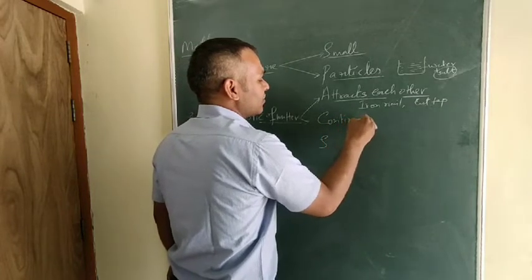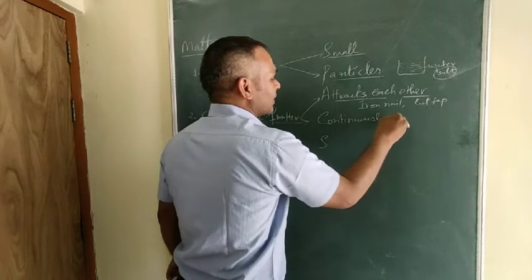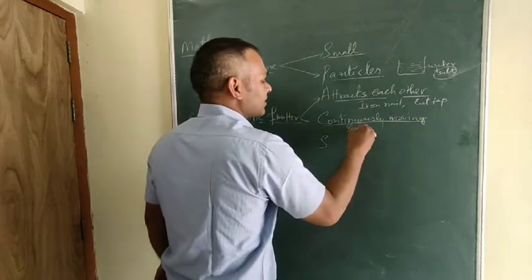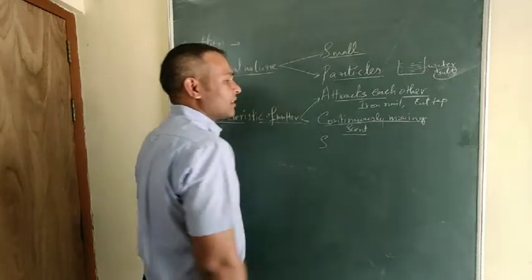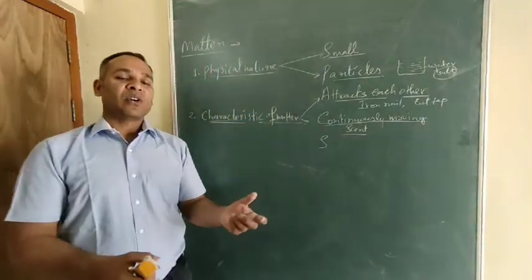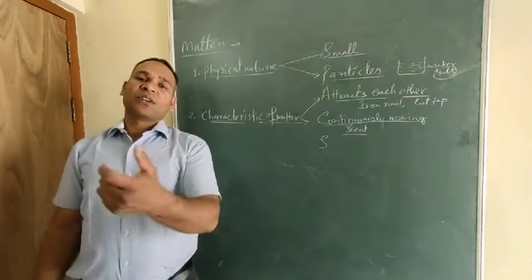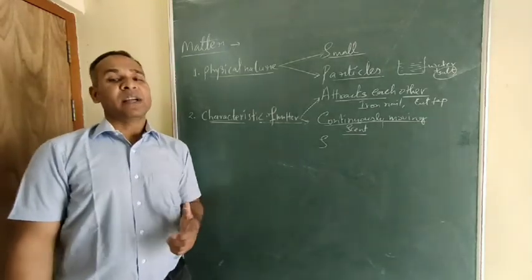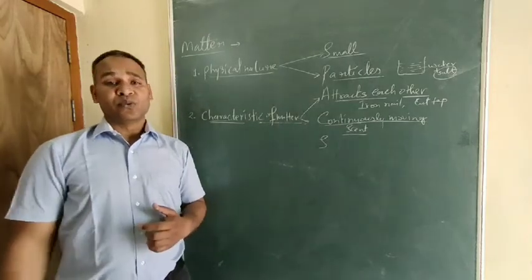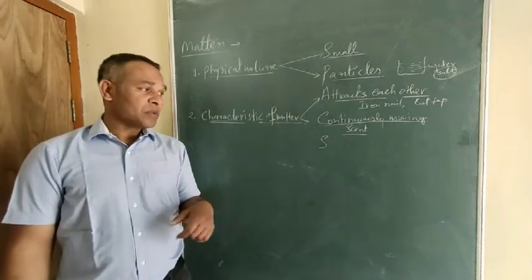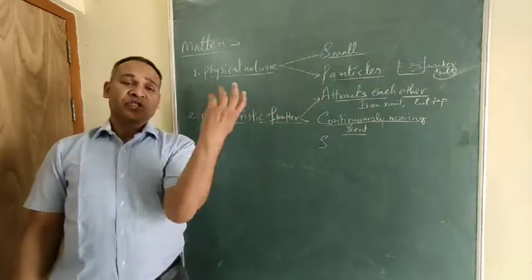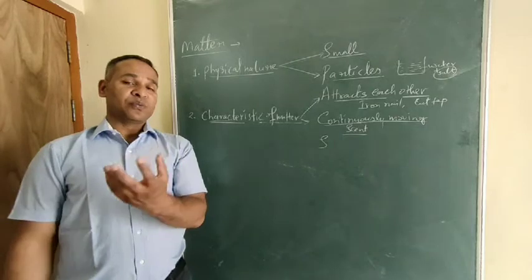The particles of matter are continuously moving. For example, you see scent. You just open the lid of the scent bottle in a corner of a room. After some time you will find the scent is spread all over the room. Why has it happened? Because the scent gas is equally distributed through the room.